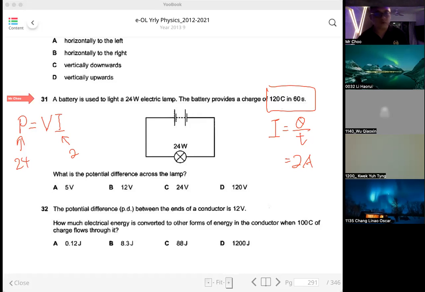Okay, meanwhile, can all of you do question number 32. I think you did before, but let's revise. All of you now do question number 32.